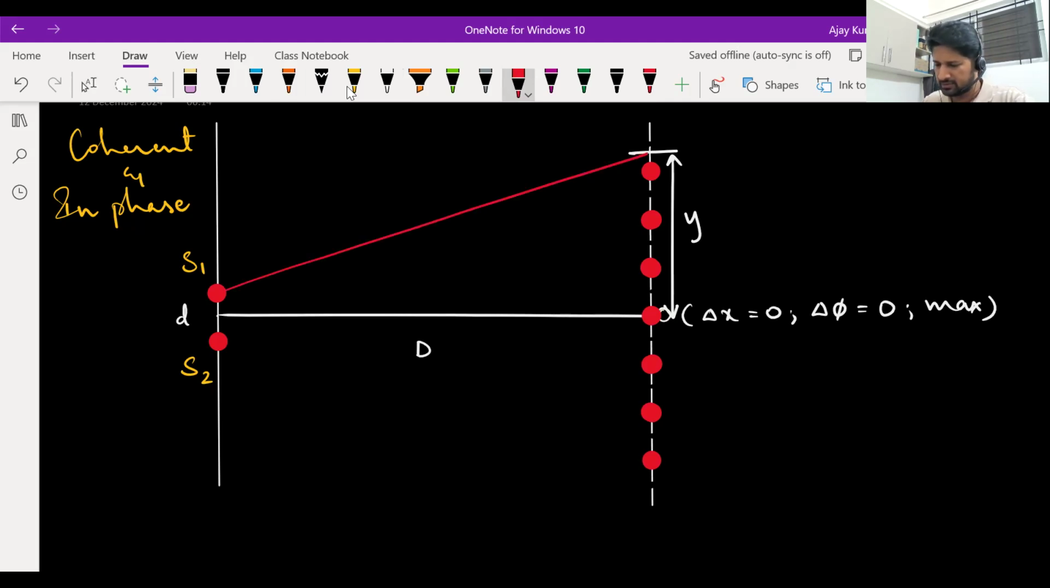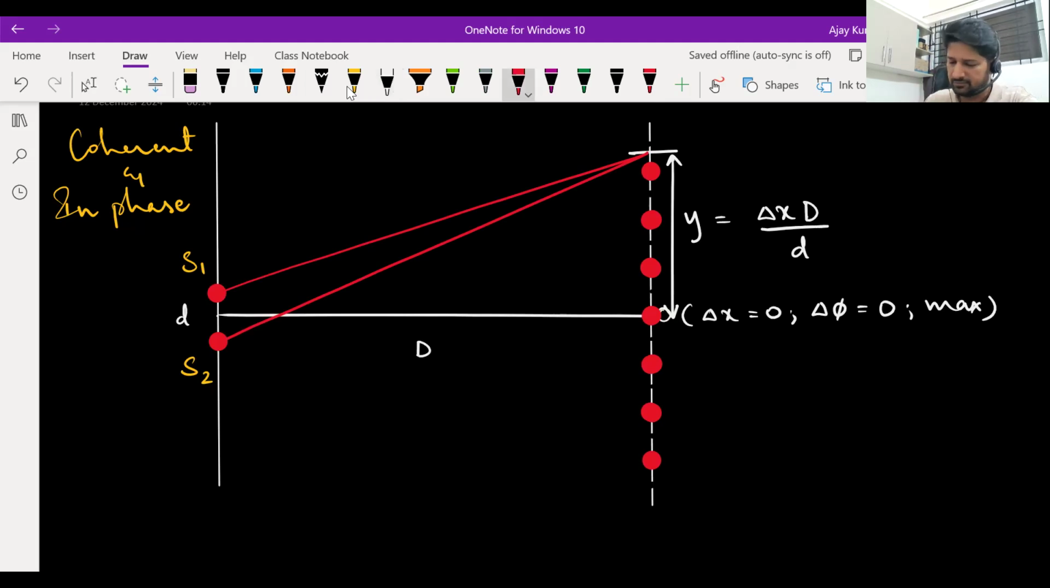You can imagine the wave from S1 like this and the wave from S2 like this. They have a certain path difference clearly. Okay, they don't travel equal distances. And how is y related to that path difference? y is equal to delta x capital D by small d. That's the path difference.